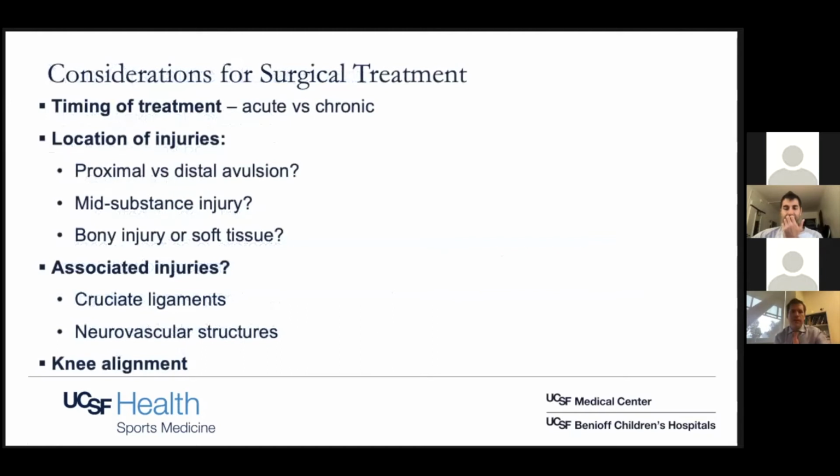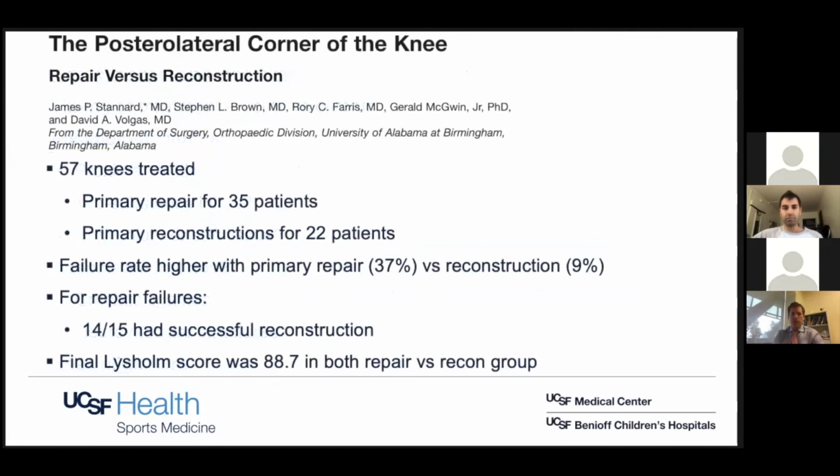All right. And then as we're thinking towards surgery, I think some questions are the timing of treatment, acute versus chronic, the location of injury, proximal, distal, mid-substance, bony injury, soft tissue, the associated injuries, as well as knee alignment. And this study looking at repair versus reconstruction, I think this is something that will come up a lot. There's a number of studies, but this is, I think, one that nicely presents it.